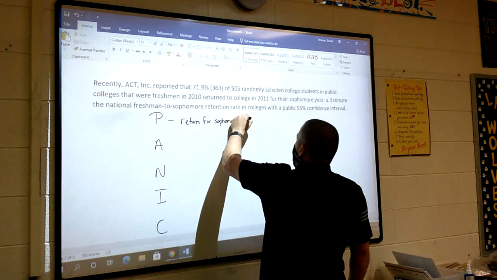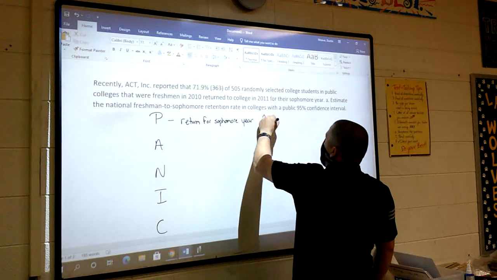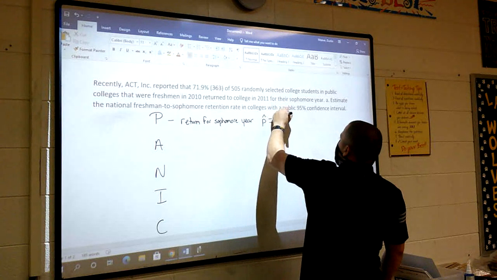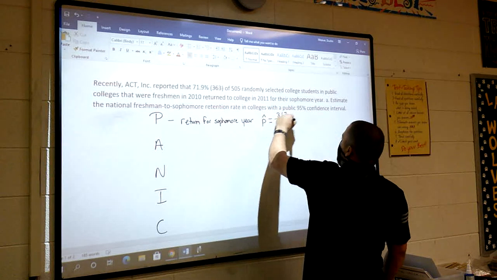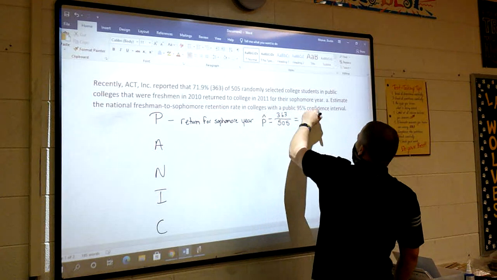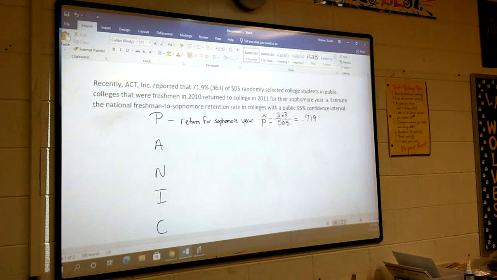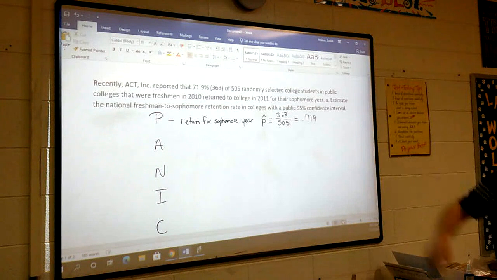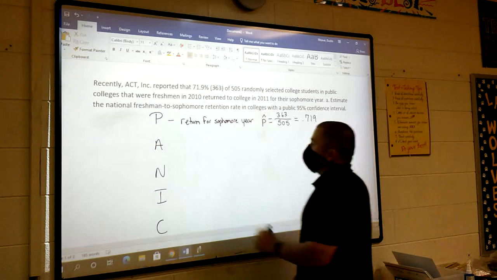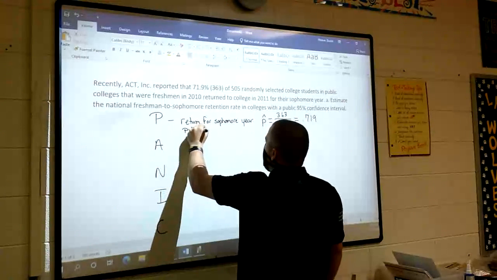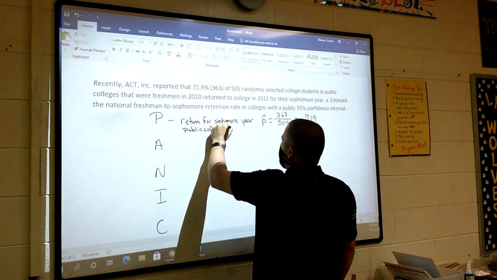And in our sample, we have 363 out of 505, which is, they say, 0.719. That's your parameter of interest. That means, what are you interested in learning about? You're interested in learning about the true proportion of people that return for their sophomore year. From this, we get a sample that says 363 out of 505 returned for their sophomore year. And we're talking about public colleges also, so that's important. So I'll say public college students. There is a lot of writing in some of this too, yes.